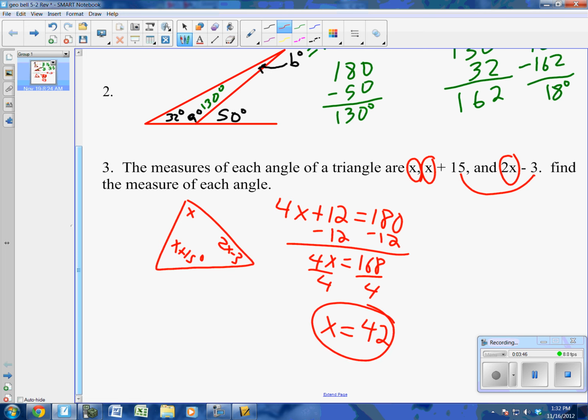And that's x. Is that the answer to our question? We're supposed to find the measure of each angle. So what would this angle right here be? 42 degrees, because x is 42. What would this one be? 42 plus 15 is 57. And this one? 81. Because 2 times 42 is 82. Wait, 2 times 42 is 84, minus 3 is 81. Okay, good job.